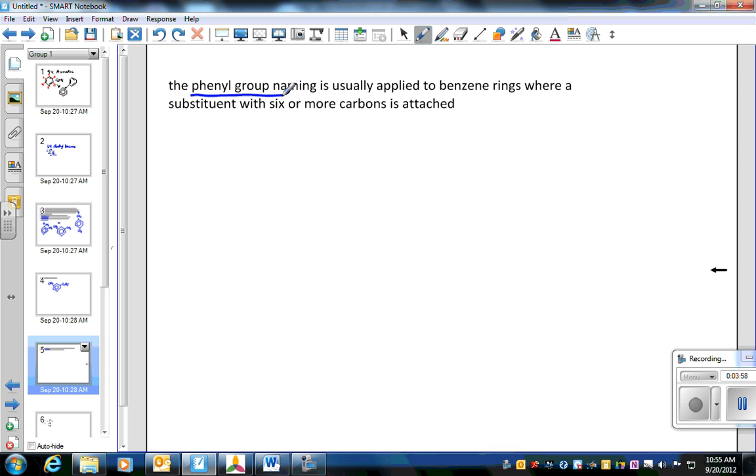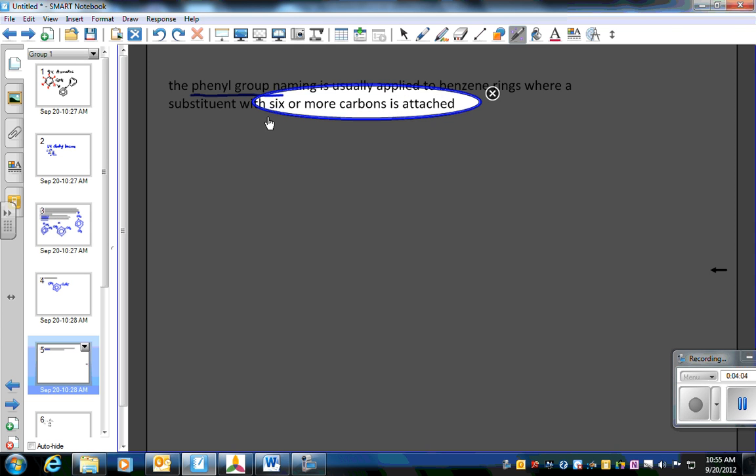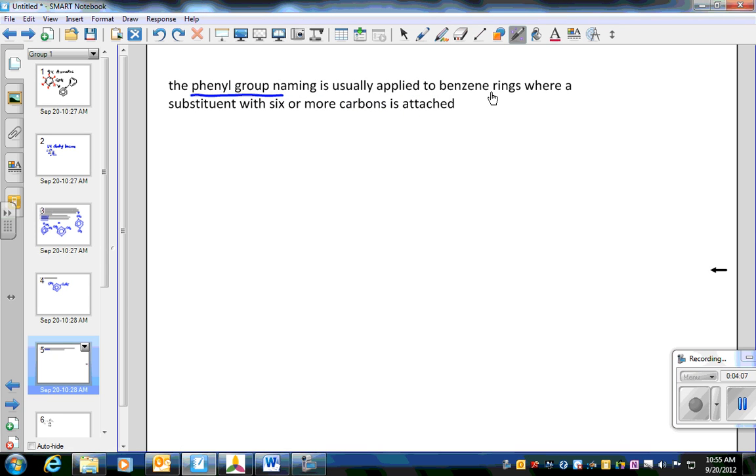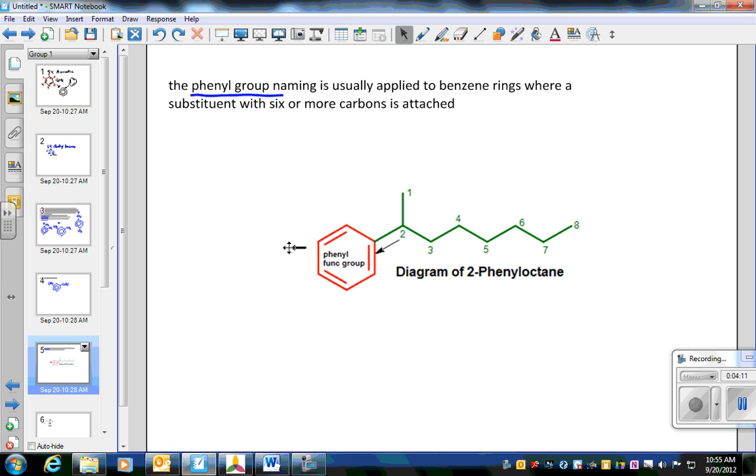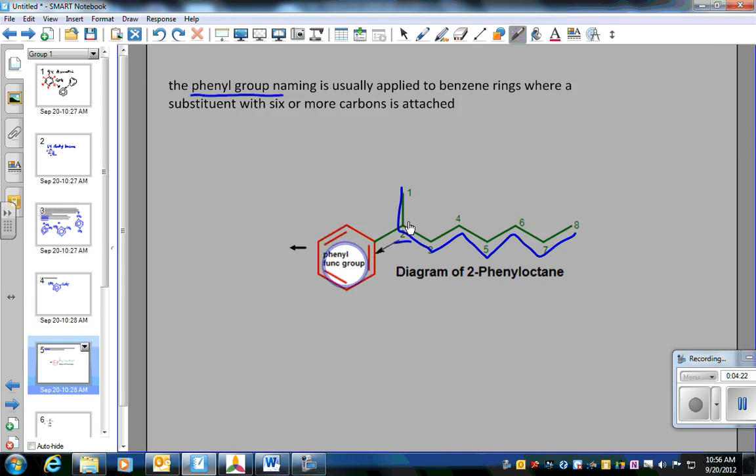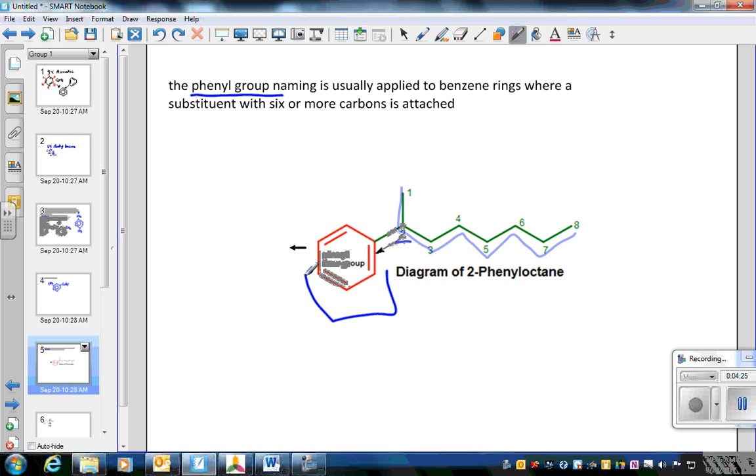Sometimes it is better to use the phenyl group for a benzene ring as opposed to saying benzene. This is when the benzene ring is a branch, which means if we've got 6 or more carbons attached, we're looking at the benzene as a branch, such as here where we've got 2-phenyloctane. Here you've got your octane chain, and you see on carbon 2 you've got a phenyl branch. And so this branch here is on carbon 2 of the octane.